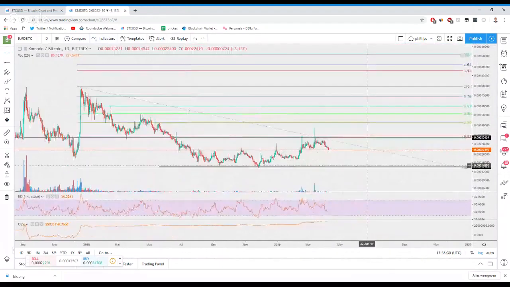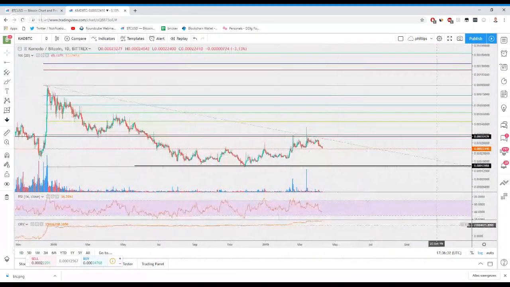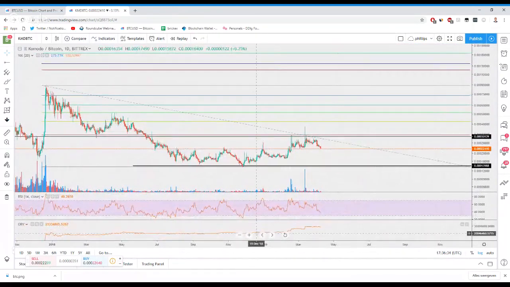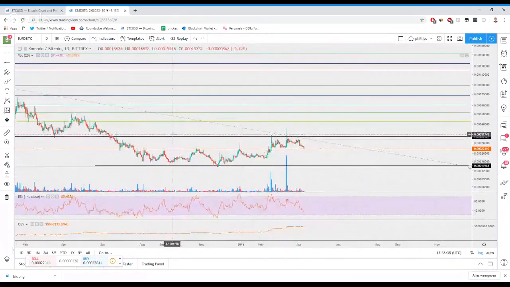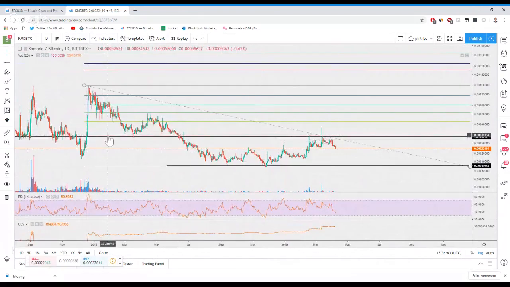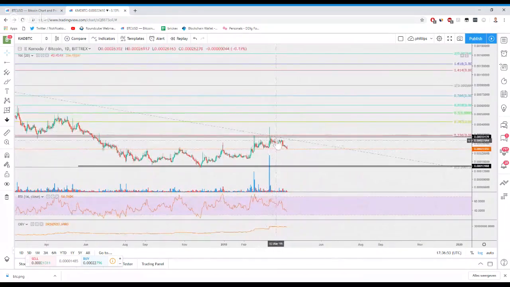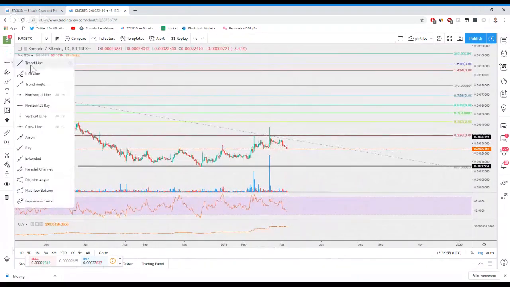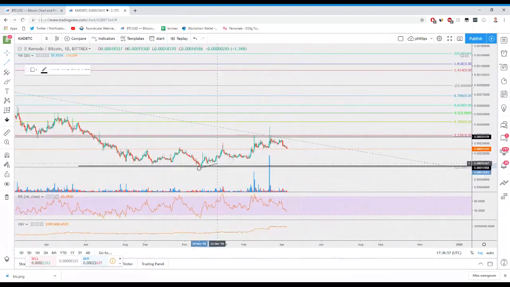There we go. After this period of accumulation, we can clearly see that people were buying here. Obviously, coins were being taken off the market. And it made an attempt at the first fib level, which is located at about 32,000 satoshis. And it pretty much failed. KMD didn't manage to break through and is now back into the bear trend.